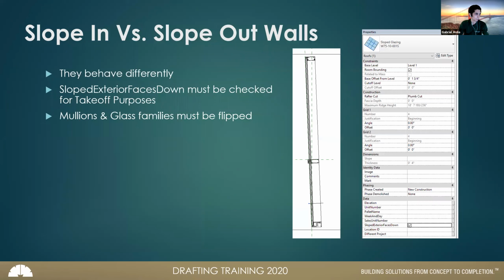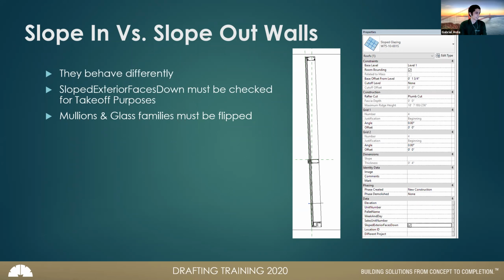And then, like I mentioned, slope in versus slope out walls behave differently. You'll notice in these properties, there's this Sloped Exterior Faces Down. That's for the takeoff program to be able to pick up which way the wall is sloping, whether it's in the building or out of the building. So depending on that, you have to check it. By default, it's not checked. Depending on which way your wall is facing, you have to check that, because that'll allow the takeoff program to identify it correctly and make sure it's translated into the takeoffs and the fabs.